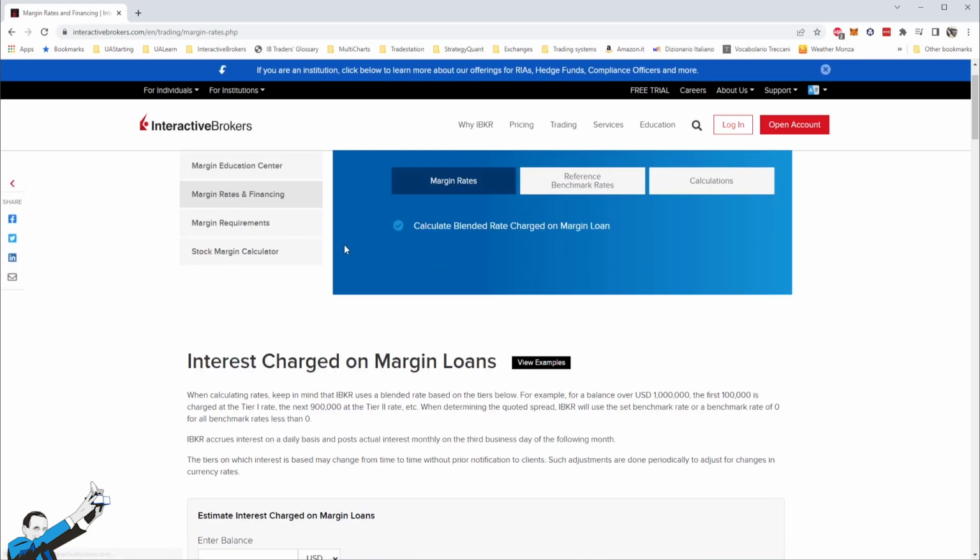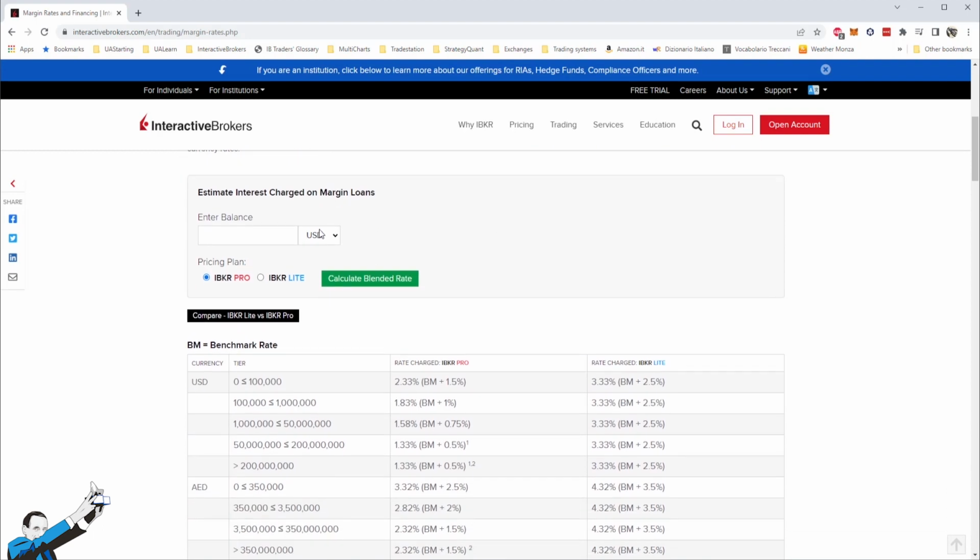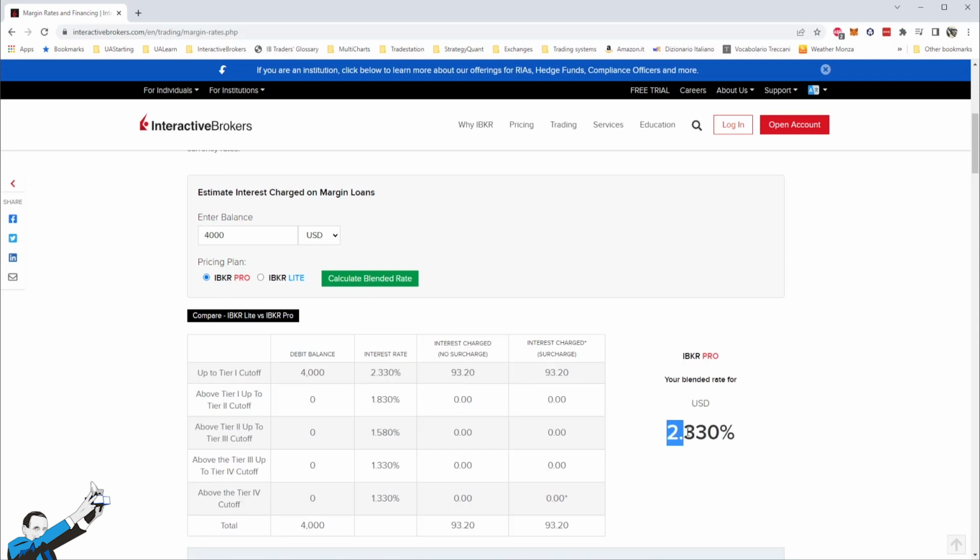And here you'll see, let's do the math. We already have the dollar currency set up, and we'll enter our $4,000. Calculate, and we're told 2.33%. This 2.33% is the price we have to pay to have a debt in this currency with this broker.